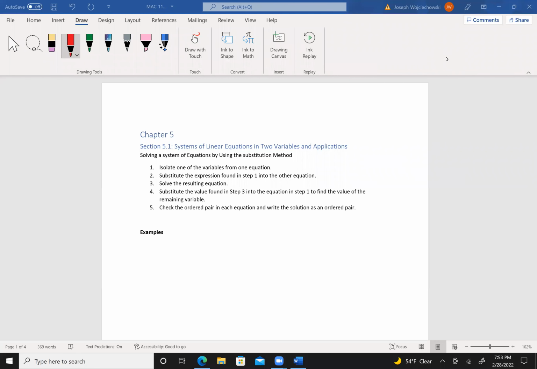Okay, so today we're going to look at section 5.1, systems of linear equations in two variables and applications. So, solving a system of equations by using the substitution method. Well, first of all, the solution of a system of equations, say two lines, such as 3x minus y equals 10, and x plus 1/4 y equals 1.